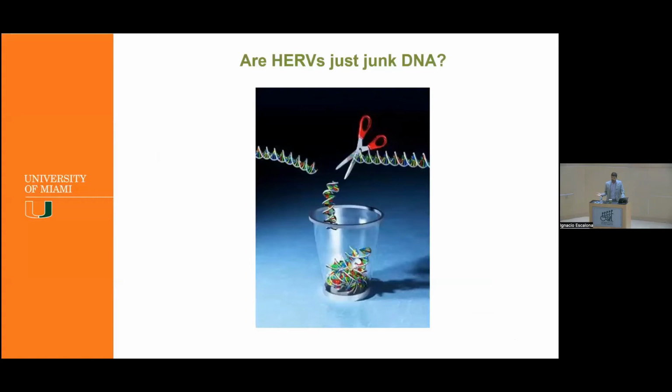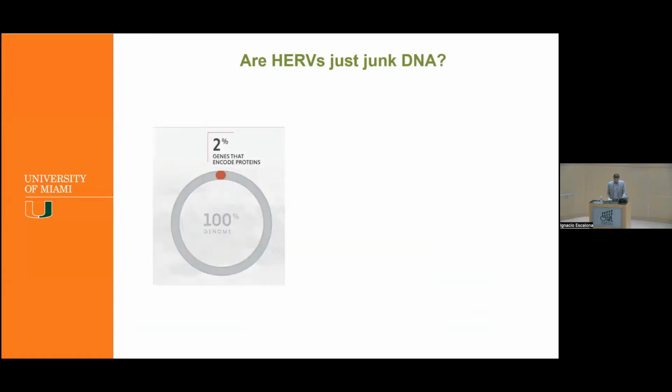So the question is, are these just junk DNA? They're 8% of our genome, but I'm telling you right now that we're not infecting anybody here. When you touch somebody, you're not giving them a retrovirus, and we're not shedding them. So are they just junk DNA? This is interesting because a lot of the research you hear about in Grand Rounds or other places focuses on genes that encode proteins, and that only forms about 2% of our entire genome.